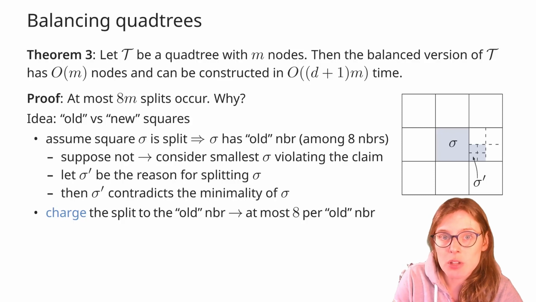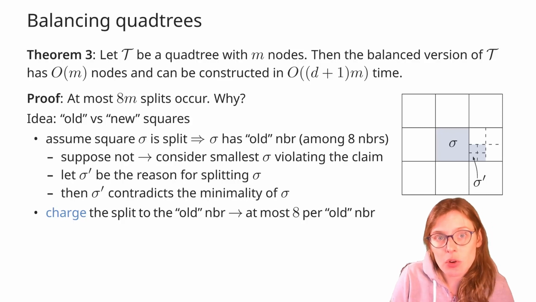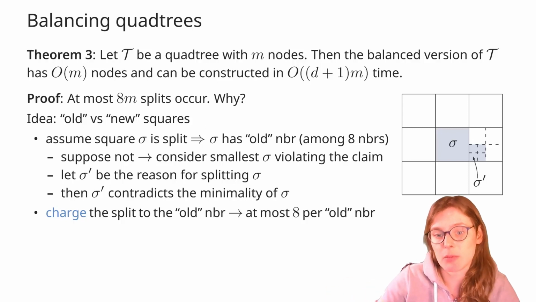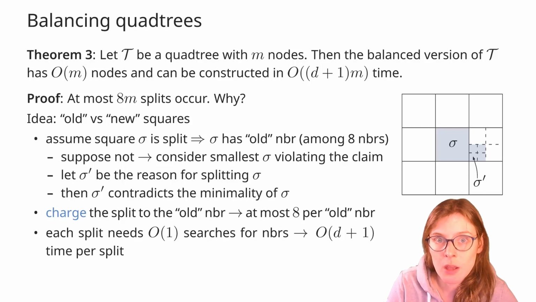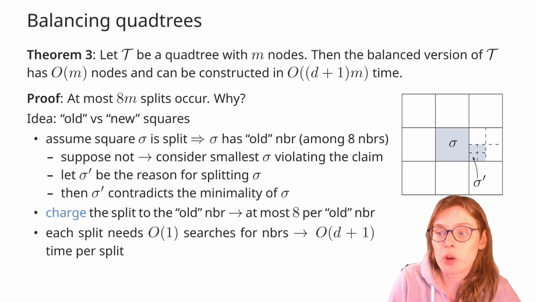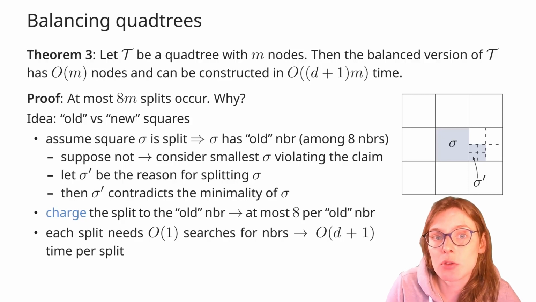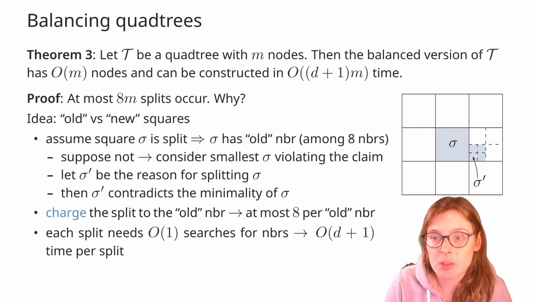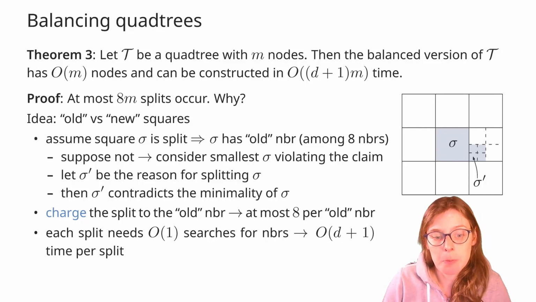That means that we can use a charging argument and charge each split to an old neighbor. Each old neighbor will get at most 8 splits from the neighbors on the same level, and that means that at most there can be 8m splits. And now for the running time of the algorithm, when we are performing splits, we are searching among the neighbors of every node considered, and this we know can be done in order d plus 1 time. So if we are performing order m splits, order d plus 1 time each, the total running time is order of d plus 1 times m.